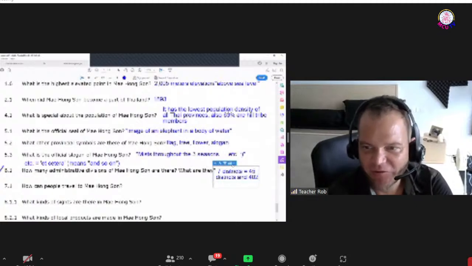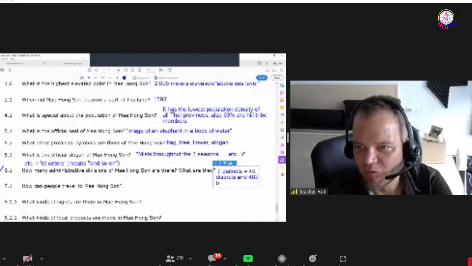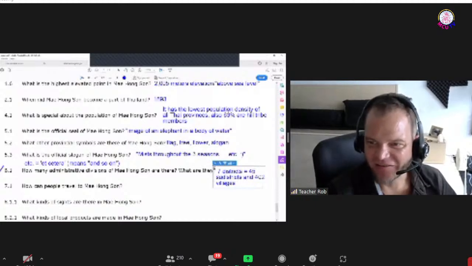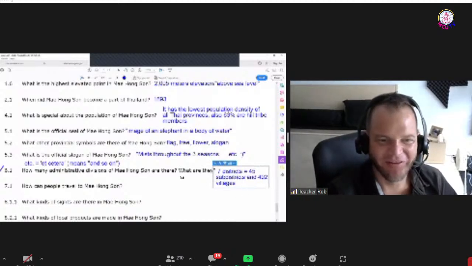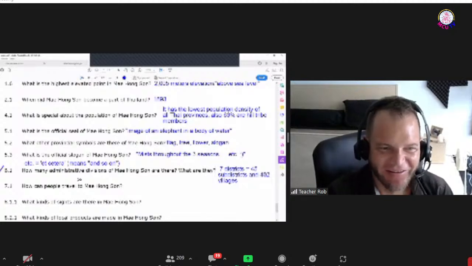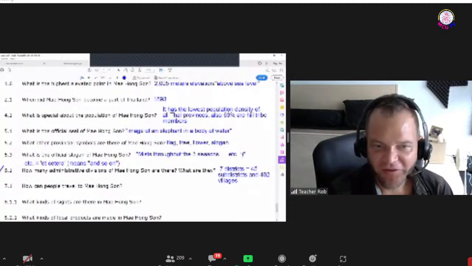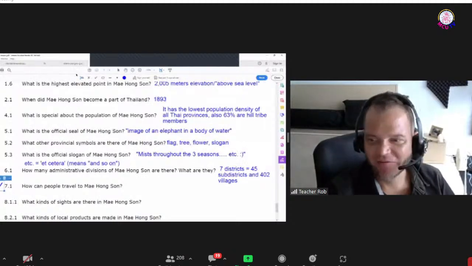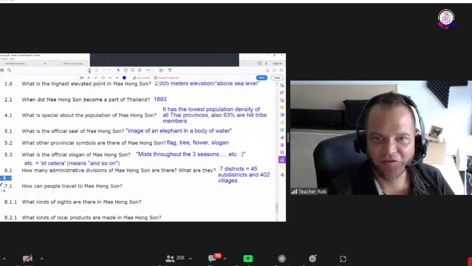How many administrative divisions? What are they made of? 45 sub-districts and 402 villages. Good job. Yeah, that's a lot, actually. That's a lot more than I thought there would be there. Yeah, very good. So that's the administrative stuff, right? Now we go on to this, all about traveling and getting there. Okay, so this is section 7, and this starts up here.